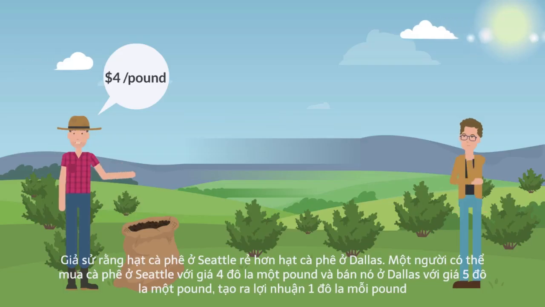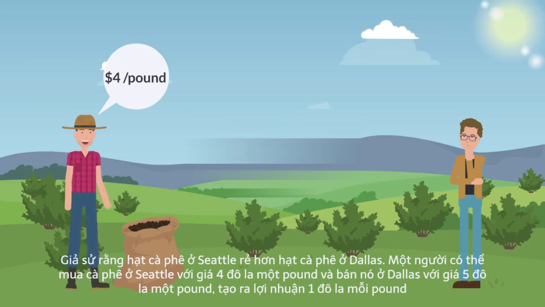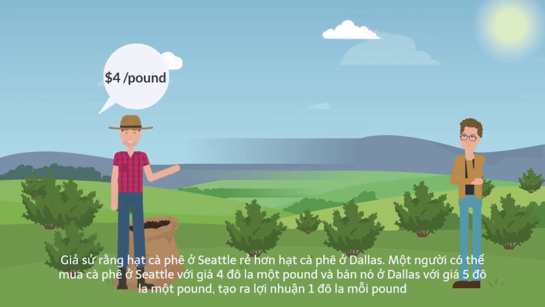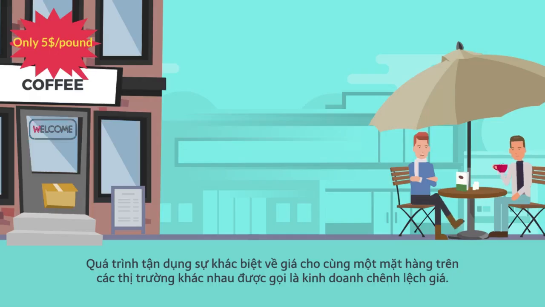Assume that coffee beans in Seattle were less expensive than those in Dallas. A person could buy coffee in Seattle for $4 a pound and sell it in Dallas for $5 a pound, making a $1 per pound profit. The process of taking advantage of price differences for the same item in different markets is called arbitrage.